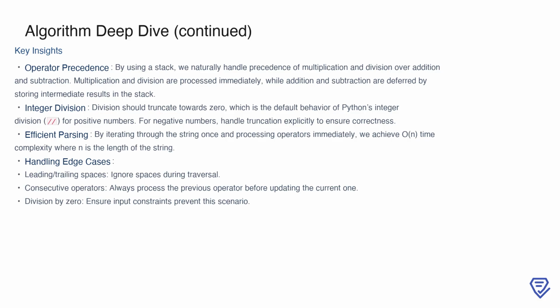Edge cases such as spaces in the input are handled by simply ignoring them during traversal. Consecutive operators are processed correctly by always applying the previous operator before updating to the current one. Finally, division by 0 is avoided by adhering to input constraints that prevent such scenarios.